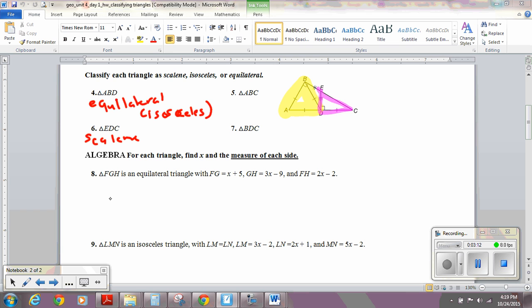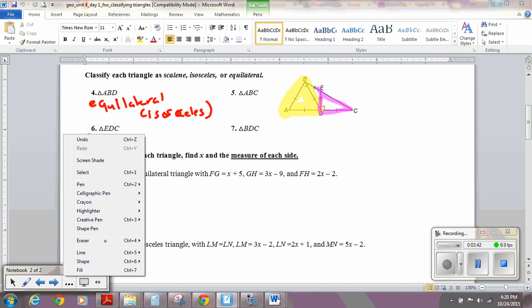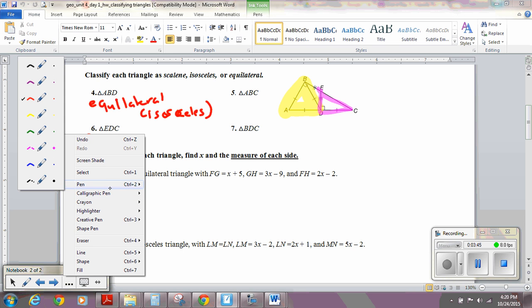And number 8, it wants us to use algebra for each triangle to find x and the measure of each side. It states that triangle FGH is an equilateral triangle with side FG equaling x plus 5, side GH equaling 3x minus 9, and side FH equaling 2x minus 2. Since it is equilateral, you can take any two sides and set them equal to each other.